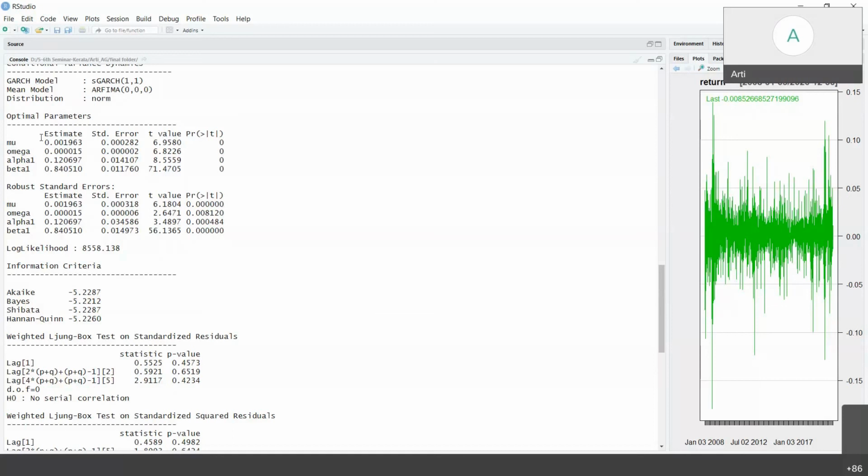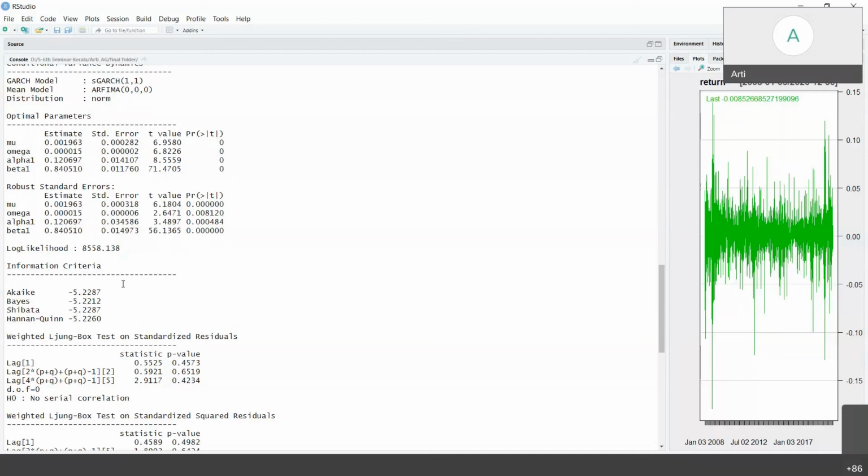You will always find some parameters and some values there. First you have to look at the probability value of the parameters, whether the coefficients you are getting are significant or not. If the probability value is zero, that means your coefficients are significant, because the null hypothesis is that coefficients are not significant. So you are rejecting the null hypothesis and accepting the alternative hypothesis.